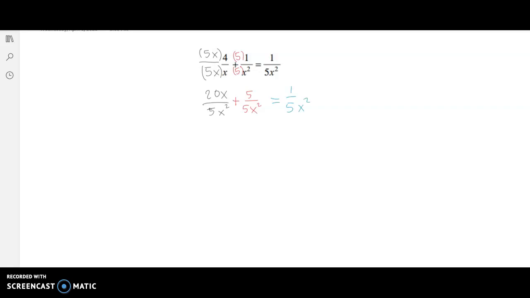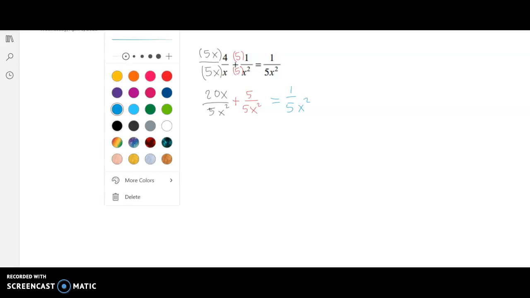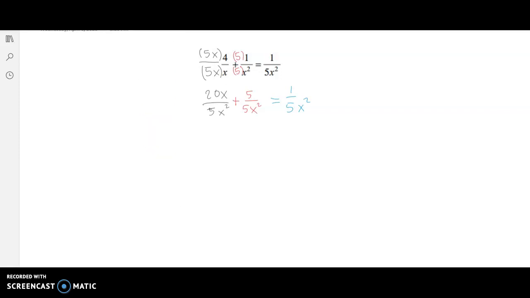So essentially, no matter what number I put in for x here, all of these are going to end up being the same. So all I need to do is find the x value that satisfies this top part of the equation, or the numerators. And so to solve for that, I am going to ignore the denominators again because they're all the same. So I can just rewrite this equation as 20x plus 5 equals 1.